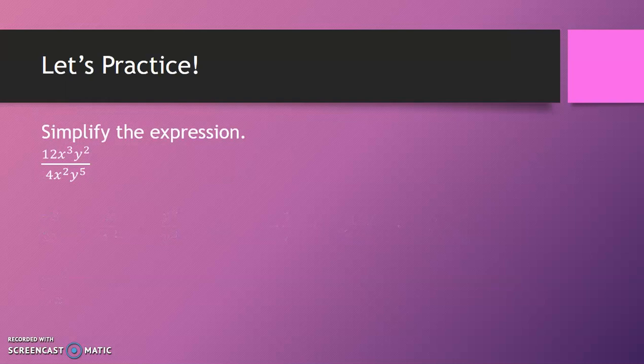Here's another one using those same rules that I just talked about. So again, I'm going to split this apart. So I have 12 over 4, x to the third over x squared, y squared over y to the fifth. 12 over 4 is going to be 3. X you're going to do 3 minus 2, and y you're going to do 2 minus 5. Again, with the 2 minus 5, that's going to be negative 3, so the y will have to drop to the bottom so that it's y to the third. So it looks like this, 3x all over y to the third.